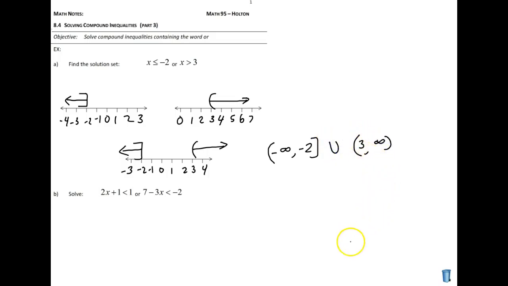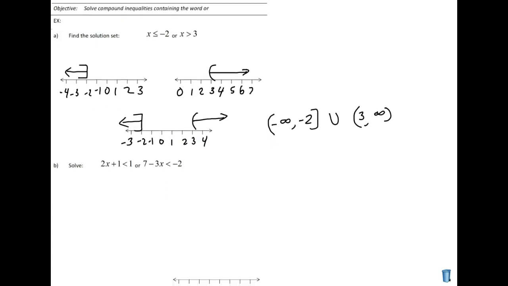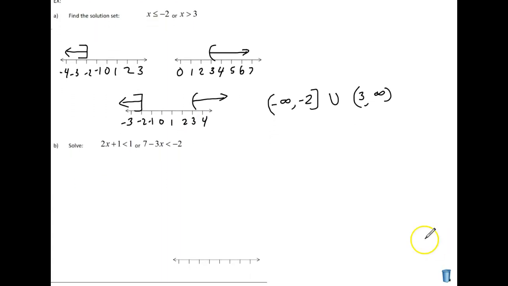And this is the union of these two. It means it can be either this one, or both. But in this case, there doesn't happen to be any overlap in common between these two. Okay? So that's what that looks like.